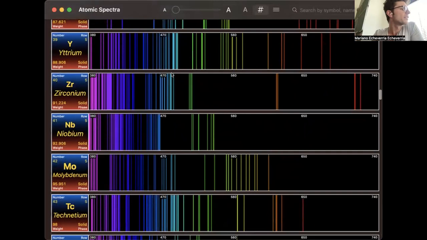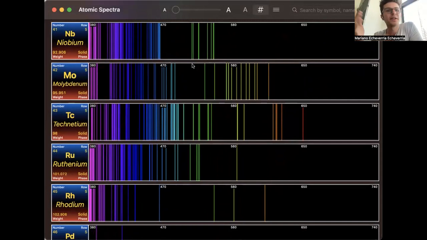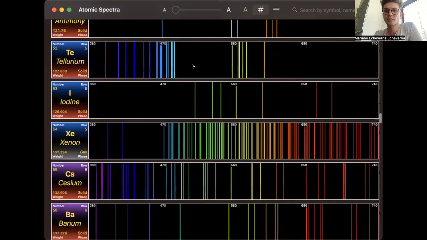And so at the beginning of the 20th century, or late 19th century, a big thing was to try to understand why the elements or the atoms emit these particular patterns. Is there an explanation for why this is the way it is?